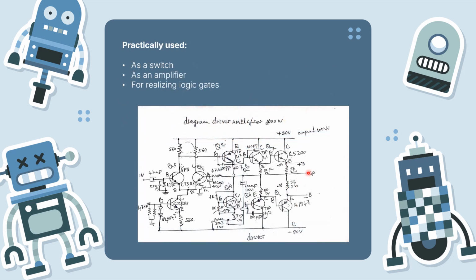We can use a transistor as a switch or amplifier, or for realizing logic gates. This is a circuit for amplification. It's a kind of driver for sound, used with a capacitor, resistor, NPN transistor, and PNP transistor, as you can see. And this circuit can amplify the sound from here, and you can put it in the speaker and use it. It's a 1000 watt amplifier.